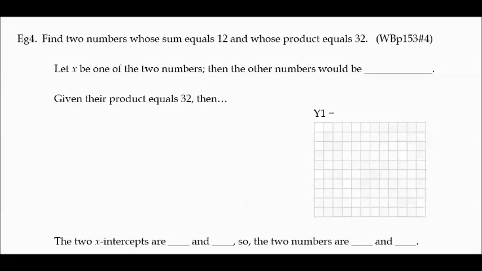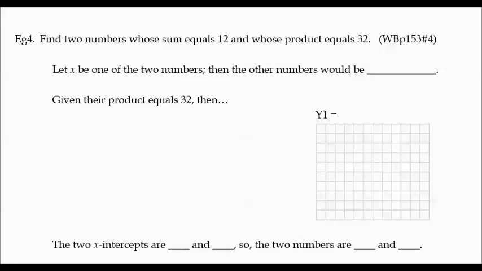Here I have another word problem involving quadratic equations. Now take a look at these questions. It doesn't seem like anything related to quadratic or parabola. Find two numbers whose sum equals 12 and whose product equals 32.